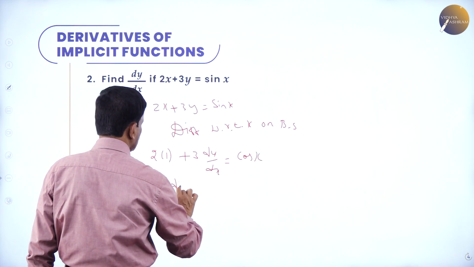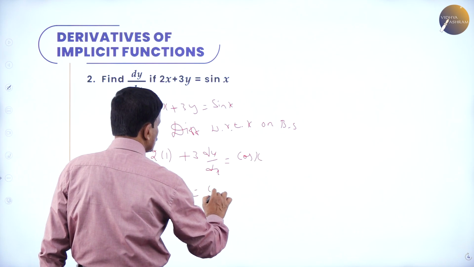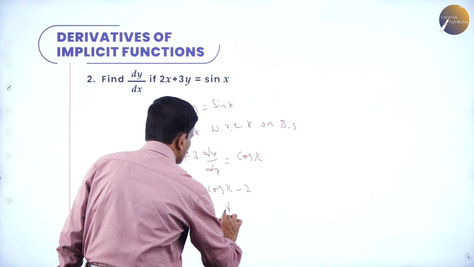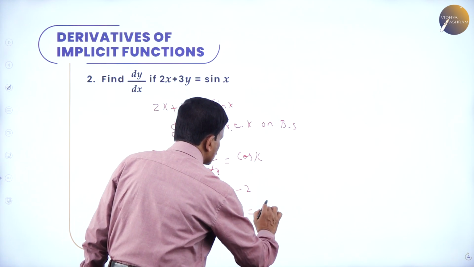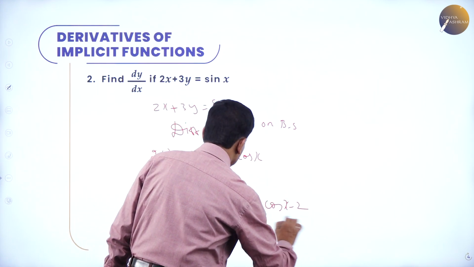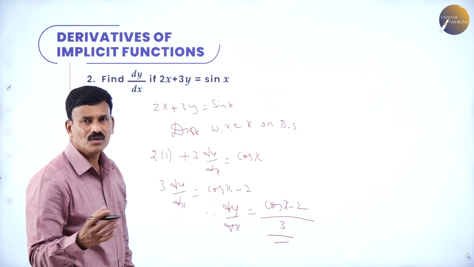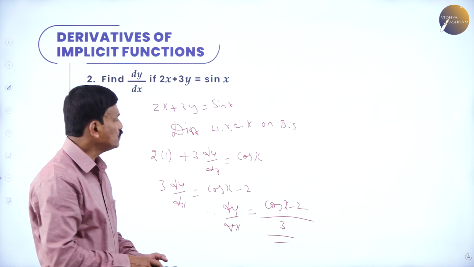Now just keep 3 dy by dx and this cos x as it is, transfer plus 2 becomes minus 2. Therefore dy by dx can be written as cos x minus 2 divided by 3. That's it. This is the required answer. Hope you followed. Okay. Listen to me again.